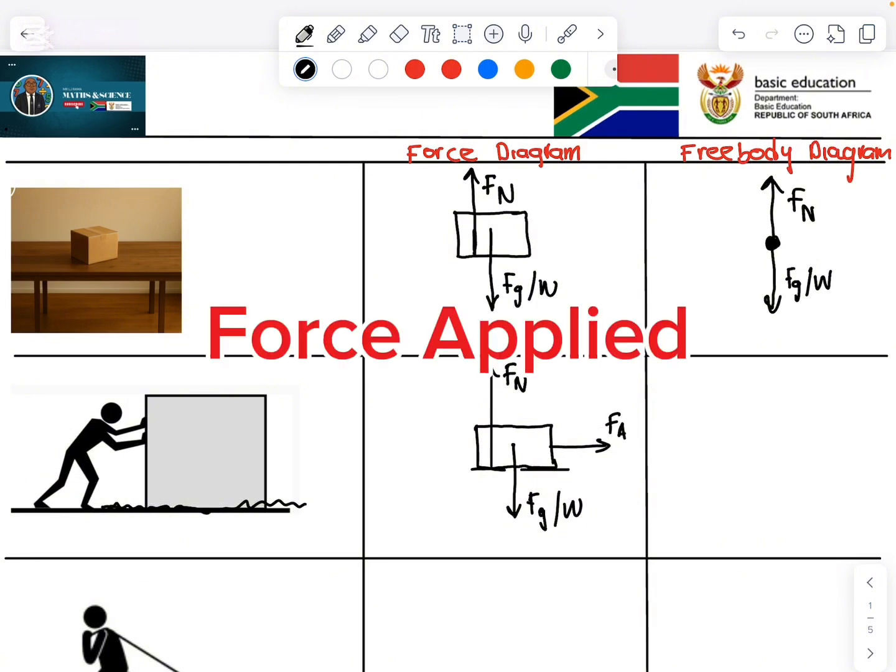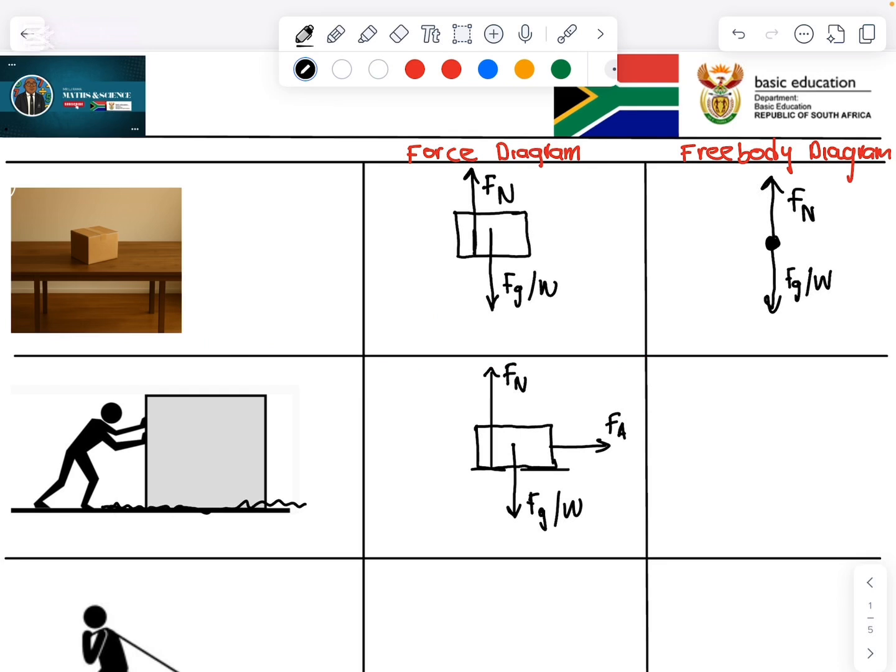Okay. However, there's also another force that is acting on this block. As this person here is pushing this box to the right, remember what I said? There is friction. And friction is a force that acts in the opposite direction of the motion. The object is moving to the right, and obviously friction will move in the opposite direction, which is to the left. So we need to also put the frictional force.